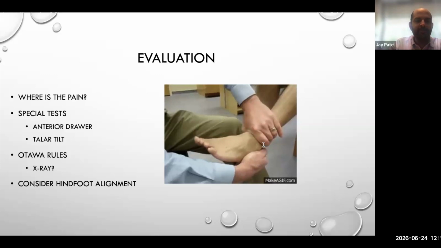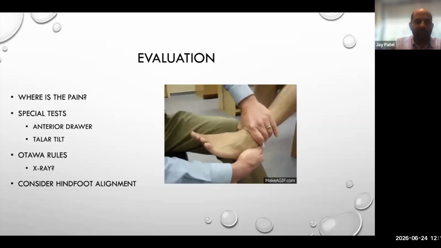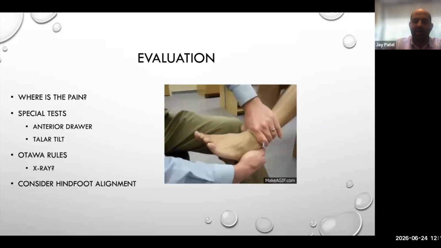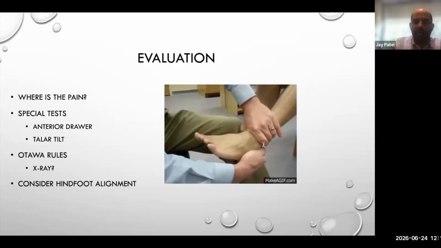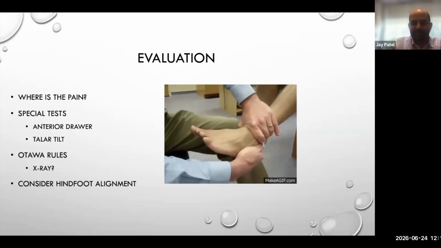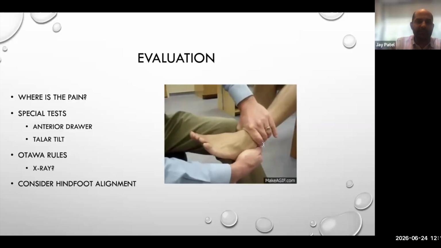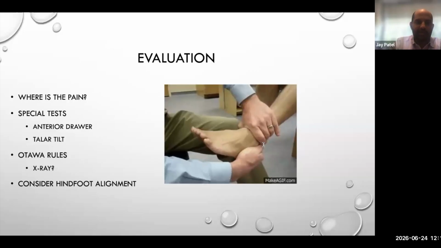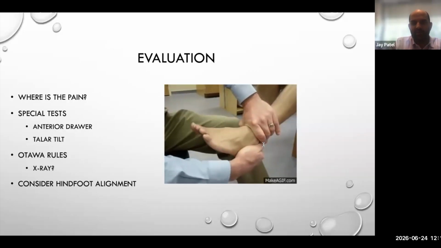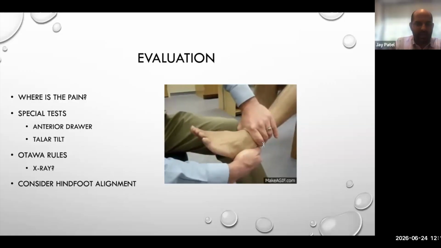The infamous Ottawa rules, right? Whether we should obtain imaging or x-rays or not. Basically these include four components: inability to weight bear both immediately and after the visit, and any tenderness either at the malleoli, navicular, or the fifth metatarsal base. If they have that, they should get x-rays. In my clinic, from an orthopedic standpoint, we have x-rays here, so anyone coming in with an ankle sprain is getting an x-ray.